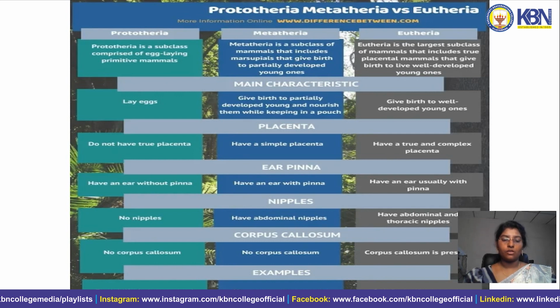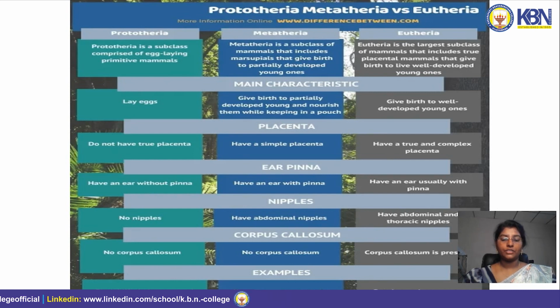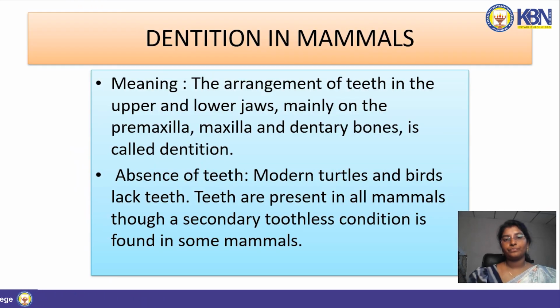Next, corpus callosum. Prototheria doesn't have a corpus callosum. Metatheria also doesn't have a corpus callosum, but in Eutheria we can observe that the corpus callosum is present. Next, examples: duck-billed platypus and anteater in Prototheria. In Metatheria, kangaroo and opossum. And in the Eutheria class, rat, horse, human, etc.